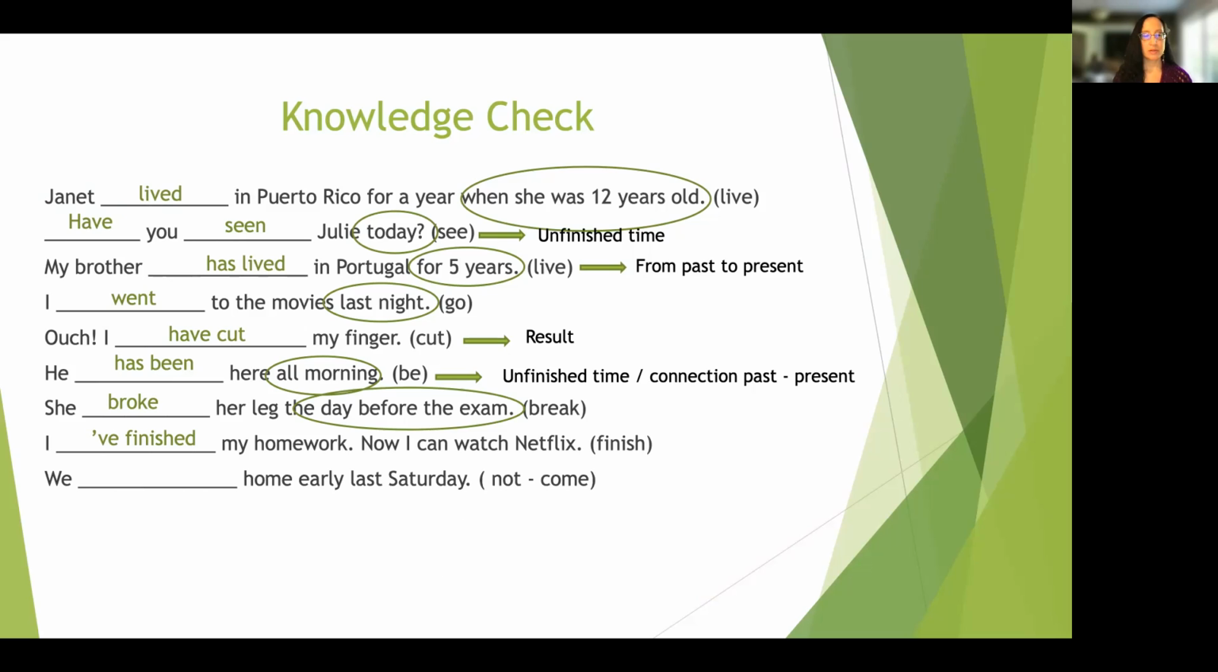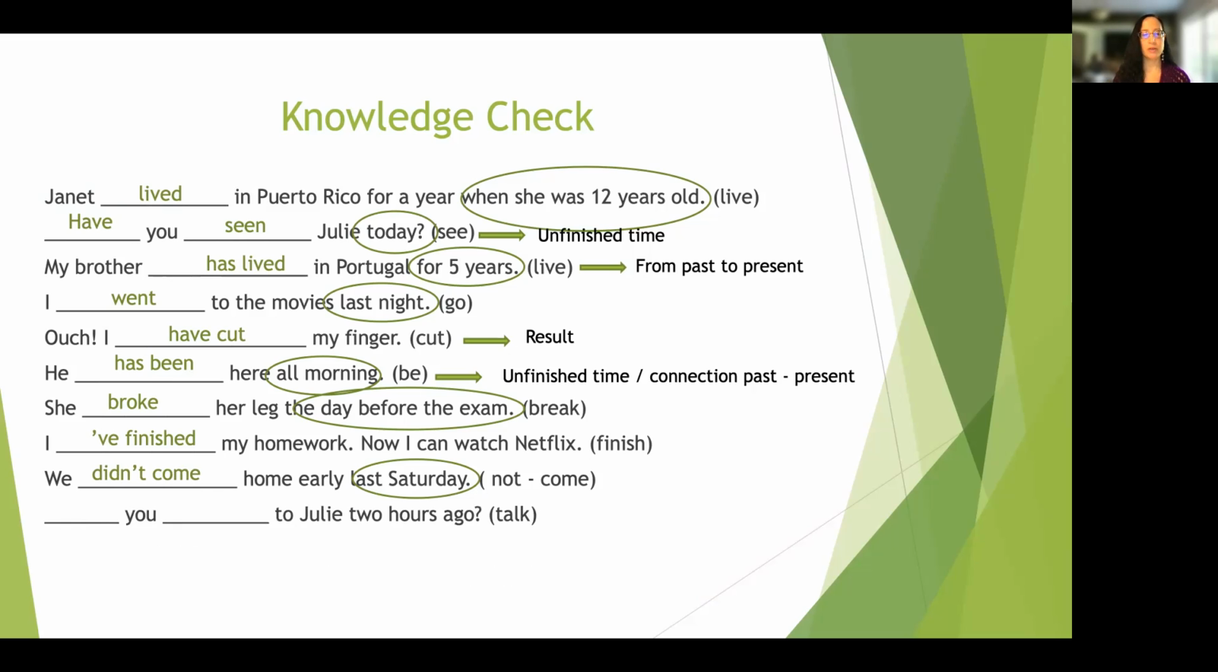Now, we're going to put together either the past simple or the present perfect. Now, what happens when we use the main verb, not come? What happens to that? So let's say the sentence: We blank home early last Saturday. Okay, early last Saturday. Giving you some hints. Now, what could it be? Didn't come. We didn't come home early last Saturday. You did it. Fantastic.